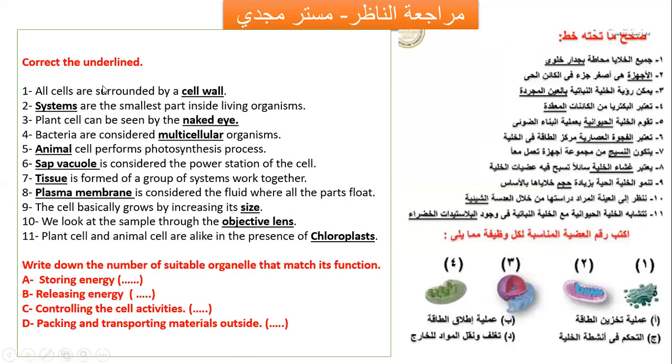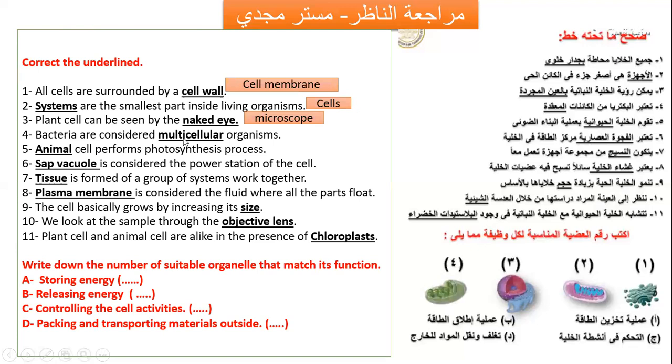Now, correct the underlined. All cells are surrounded by cell wall. All cells surrounded by cell wall or what? Yeah, all cells are surrounded by cell membrane. All cells, plant cell, animal cell, are surrounded by cell membrane. Number two, systems are the smallest. Smallest, so not systems, it is what? Yes, cell. Plant cell can be seen by the naked eye? No. By what? Microscope.